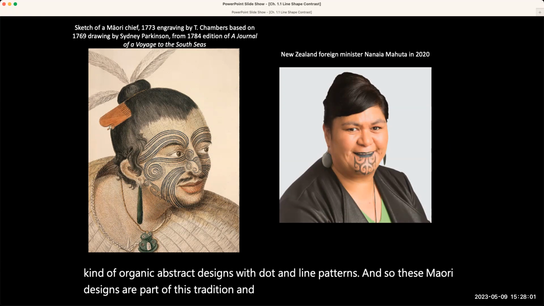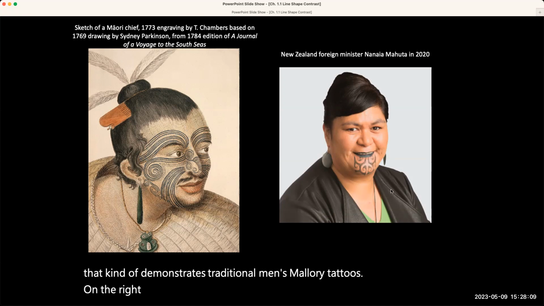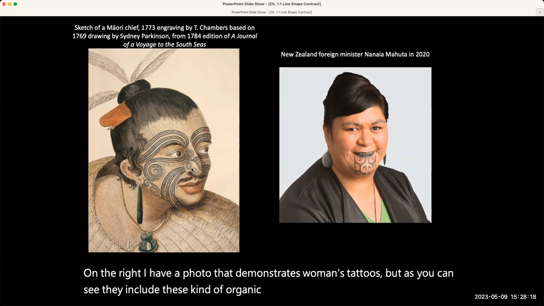And so on the left, I've included an illustration that kind of demonstrates traditional men's Maori tattoos. On the right, I have a photo that demonstrates women's tattoos. But as you can see, they include these kind of organic shapes made out of irregular or organic lines as well.